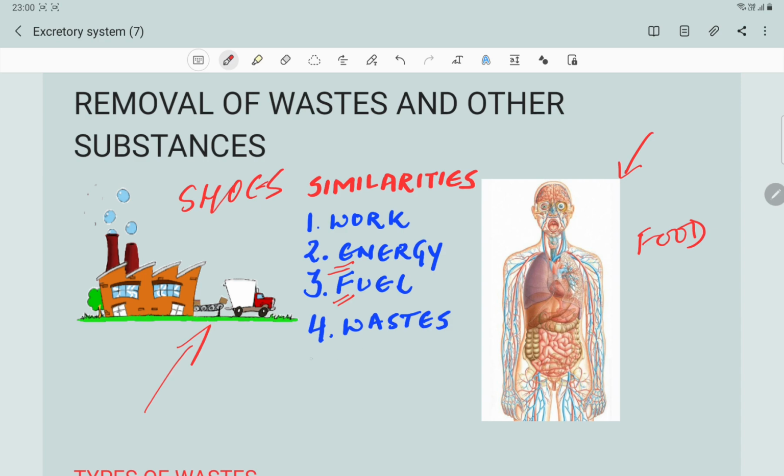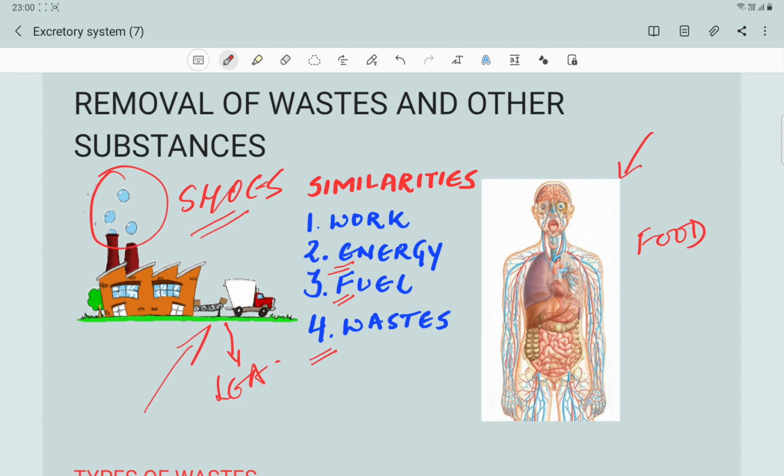And the last similarity that we are greatly interested in is the production of wastes. Once a factory has produced something, once it has performed a certain work, let us say it has made shoes, there is at the end of the process the production of wastes. If this is a shoe factory, then we will have some pieces of leather, we'll have some pieces of rubber, we will have some wastewater, we will also have some smoke that might come out of the machines. Likewise, the human body also produces different types of wastes.